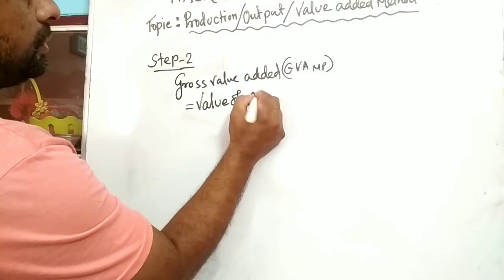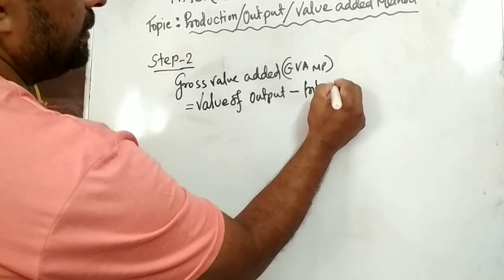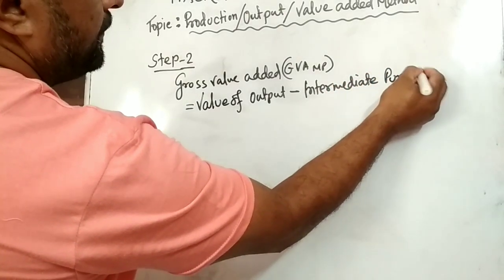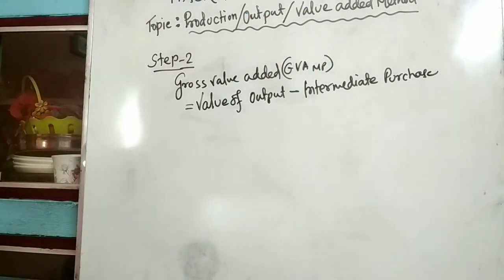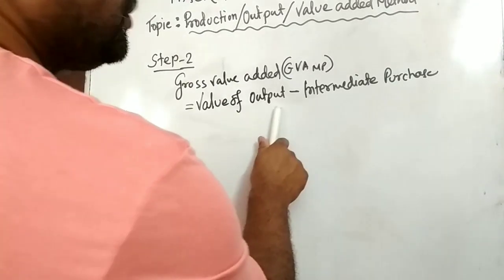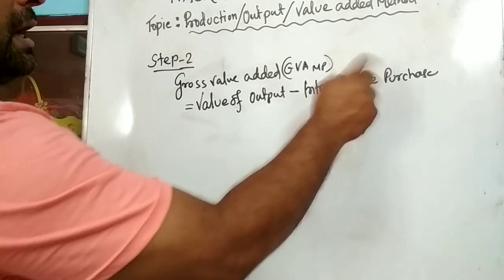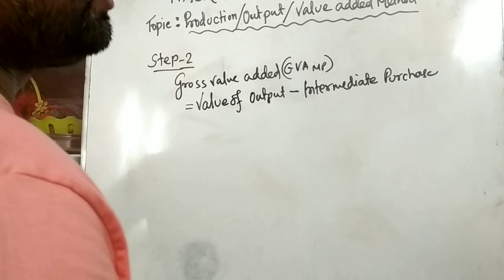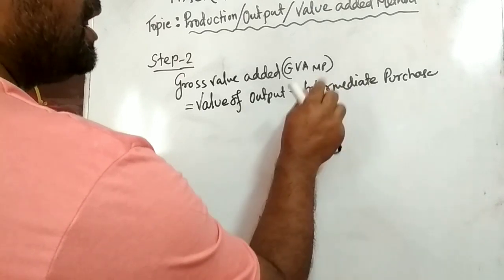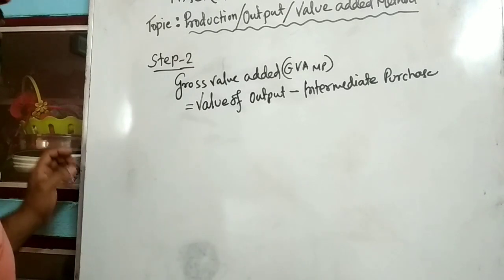Value of output minus intermediate consumption, or intermediate purchase. Intermediate consumption or intermediate purchase, same thing. Value of output means total production. From this we have to subtract intermediate purchase. Intermediate purchase means the goods and services required in the production process, such as raw material and other ingredients. We have to subtract it. Otherwise, there will be the problem of double counting. We are coming to double counting later as well.